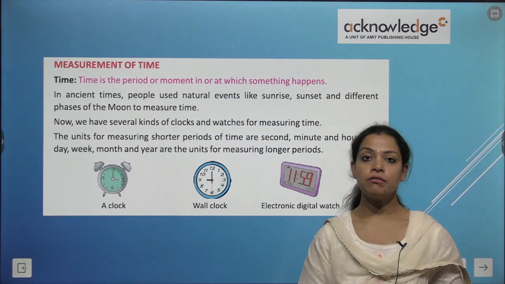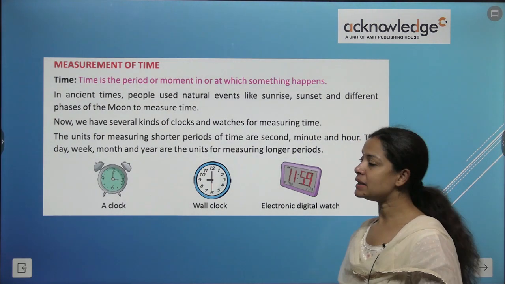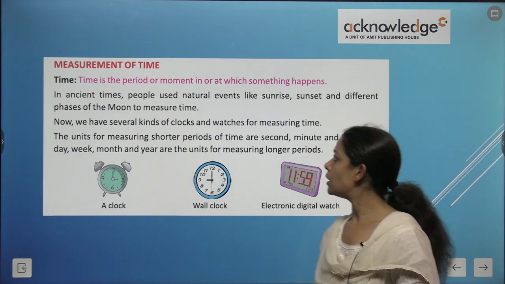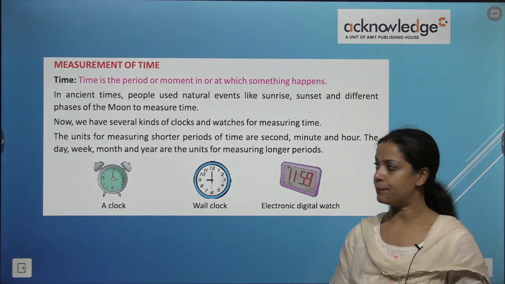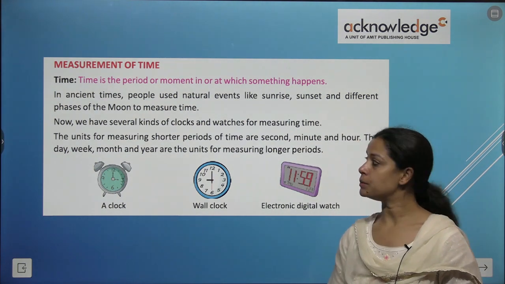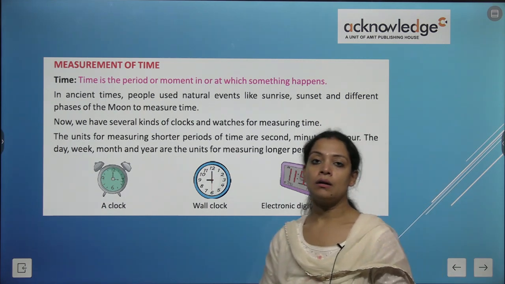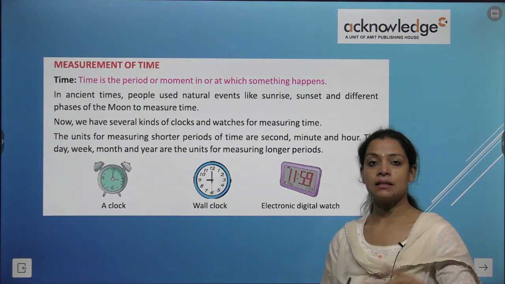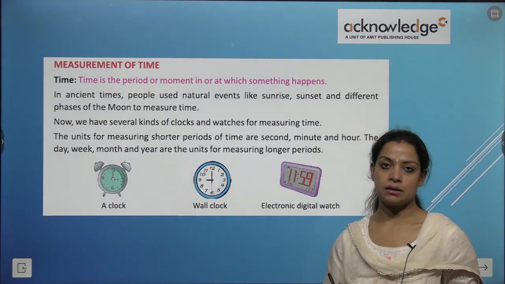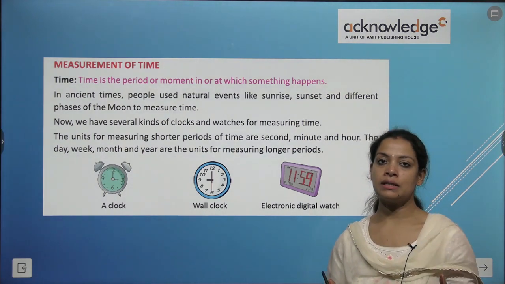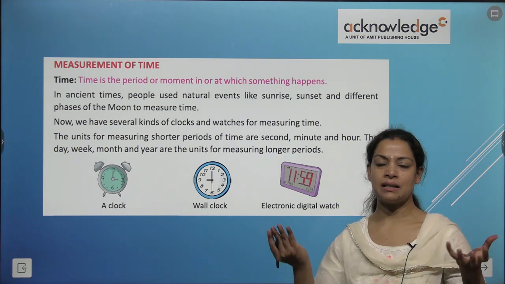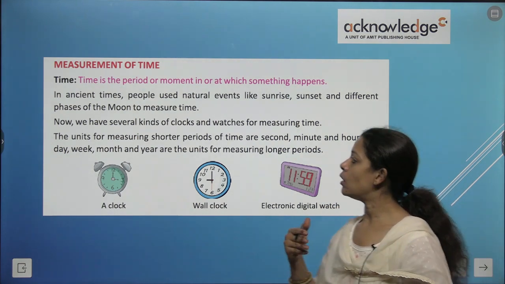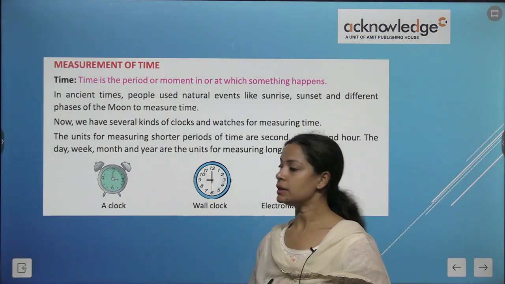Now measurement of time. Time is the period or the moment in which something is happening. So in ancient times, people used to use or see natural events like sunrise, sunset. इस तरह से वो अपना time record करते थे. So they used to calculate their time according to the sunset, sunrise, or different phases of moon during the time.